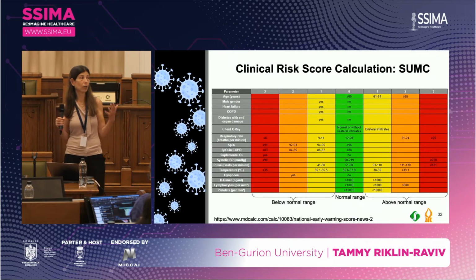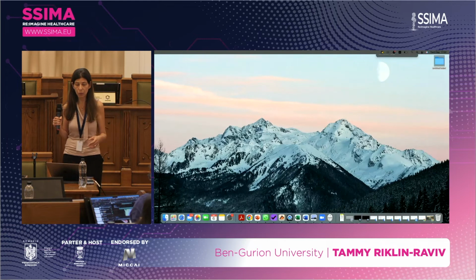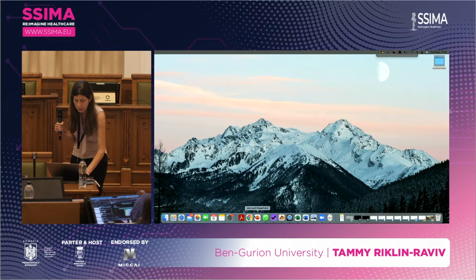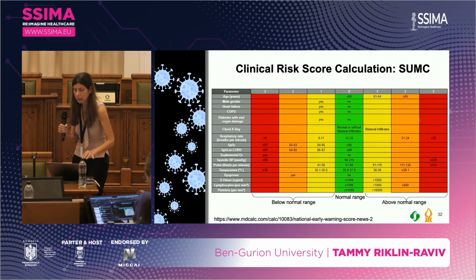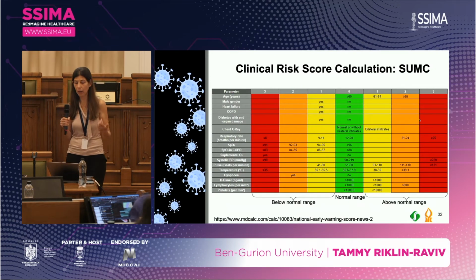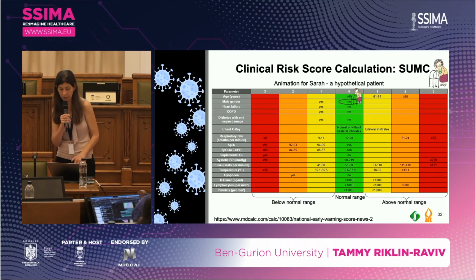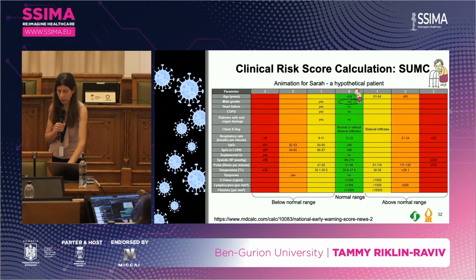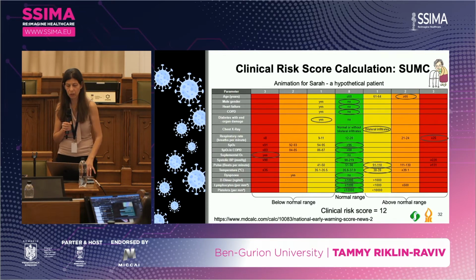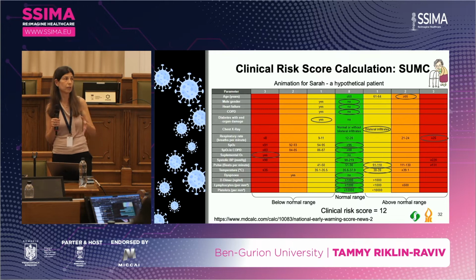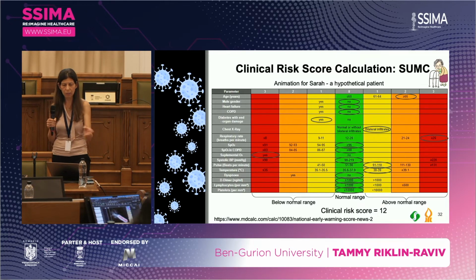In order to compare with clinical parameters, we calculated the clinical risk score. One of my students decided to demonstrate it by providing a hypothetical patient. Her name is Sarah. She's 65 years old, and some of her clinical measures are below, above, or within the normal range, and her clinical risk score is very high. It is 12. You simply sum the numbers here.